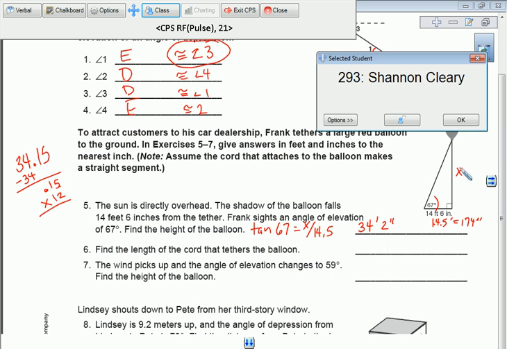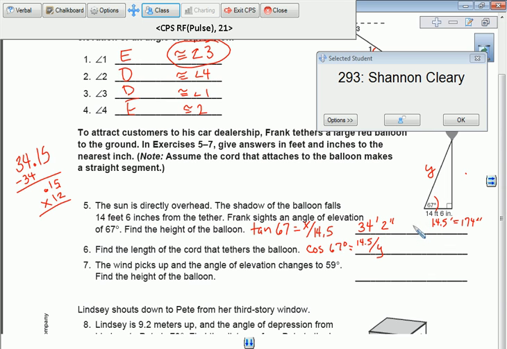Find the length of the cord. So now we want y, don't we, Shannon? So we don't want x, we want y. So this is which side? The 14.5 is adjacent, and y is the hypotenuse. So adjacent, hypotenuse. Which one is that? Cosine. Good. So cosine of 67 equals 14.5 over y.